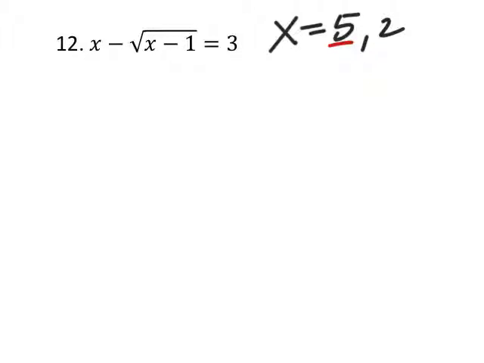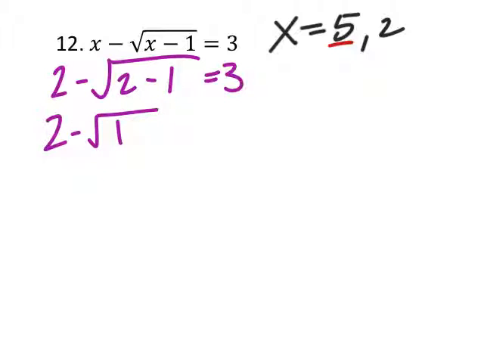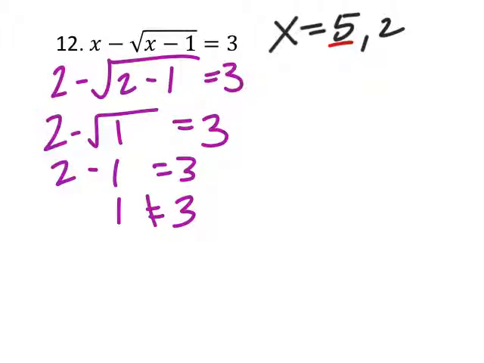Next, we'll go ahead and check 2. So we have a 2 minus the square root of 2 minus 1. This needs to equal 3. And we have 2 minus the square root of 1 equals 3. 2 minus 1 equals 3. 2 minus 1 is 1. So it does not equal 3. So as it turns out, in the end, the 2 is not even the solution. We end up just finding that x is 5.